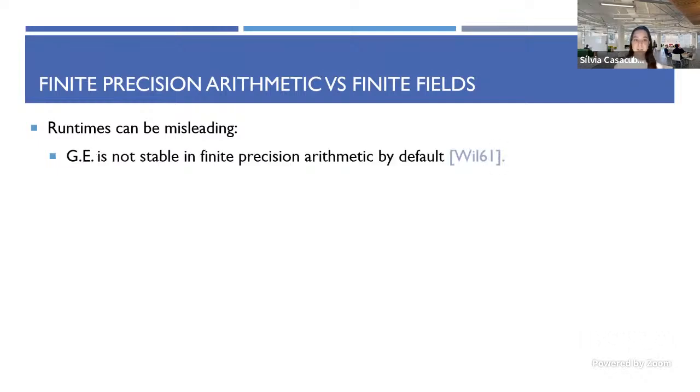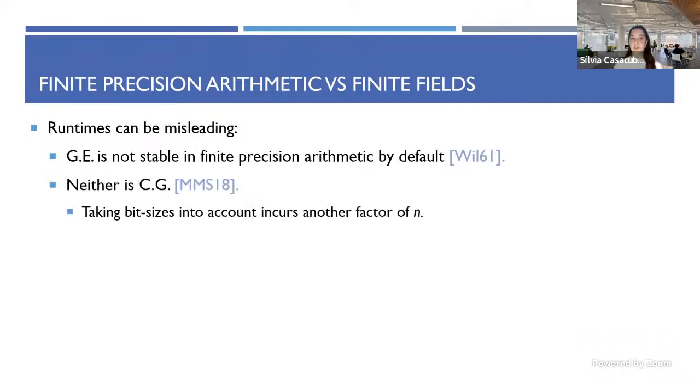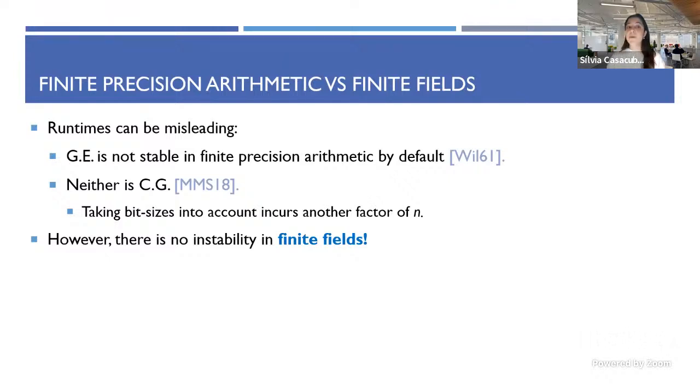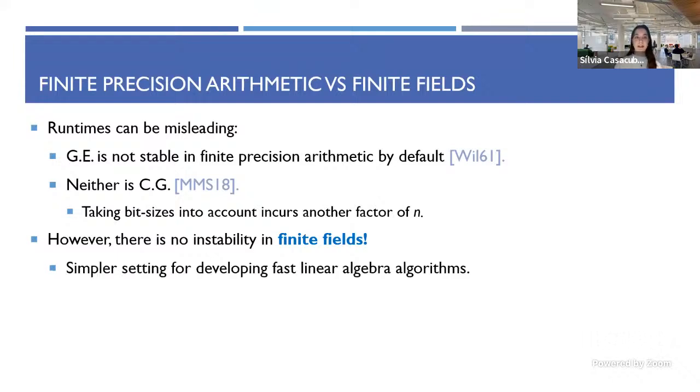So it's known that Gaussian elimination is not stable in finite precision arithmetic, and neither is conjugate gradient, in which if we take the bit sizes into account, then this incurs a whole other factor of n in the runtime. So what can we do? Well, for example, there's no instability in finite fields. So for example, Z modulo p, there's no round-off error. And in that case, this provides a simpler setting for developing fast linear algebra algorithms.